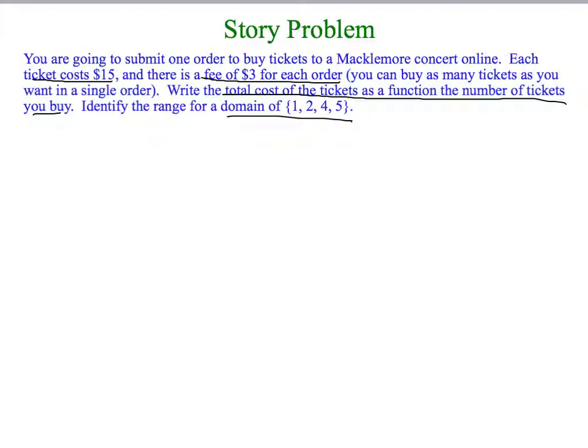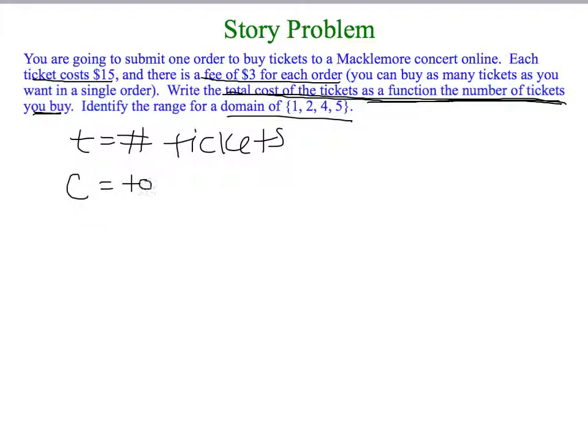Because it tells us we want to find the total cost of the tickets as a function of the number of tickets you buy, because it says "as a function of," whatever comes after that is going to be your x value. So it's going to be your independent variable that you control. So you get to choose how many tickets you buy. I'm going to say t is equal to the number of tickets. And the total cost, which I'll say is C, will be your dependent variable, because it tells you to write the total cost as a function of that.